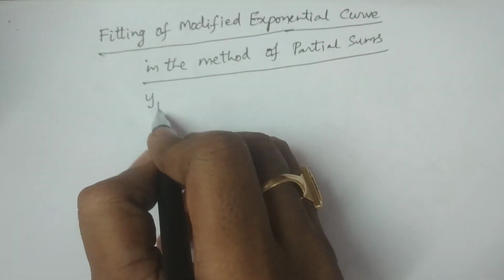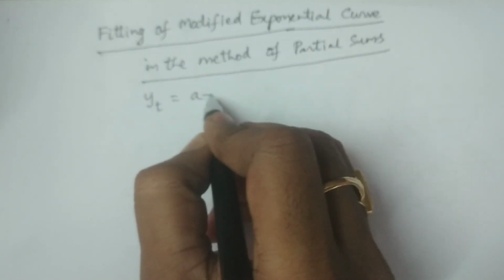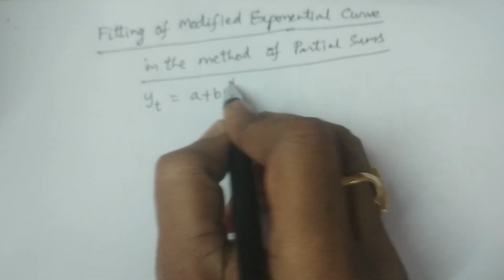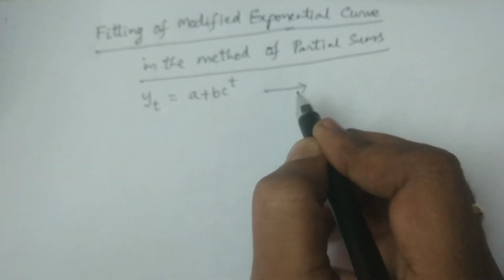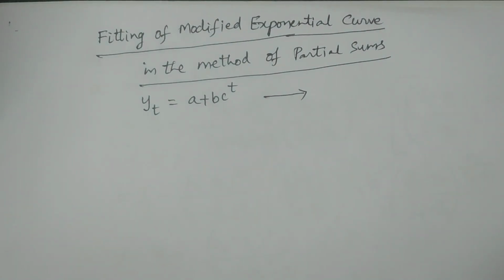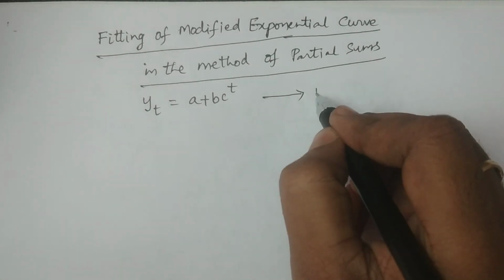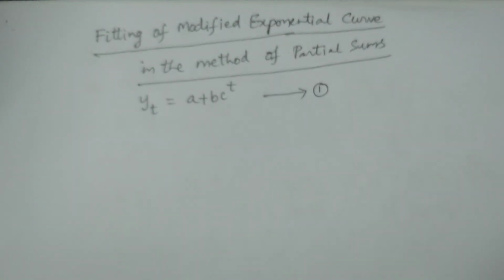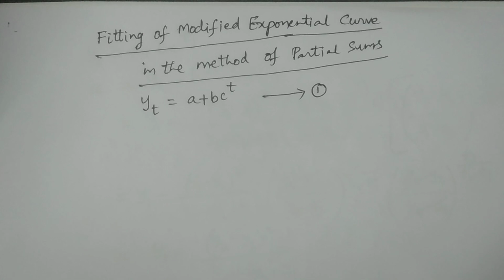yt is equal to a plus b into c power t. This is the modified exponential curve. I consider this as equation 1. So what is the method of partial sums? By using the method of partial sums, how can the modified exponential curve be fitted?